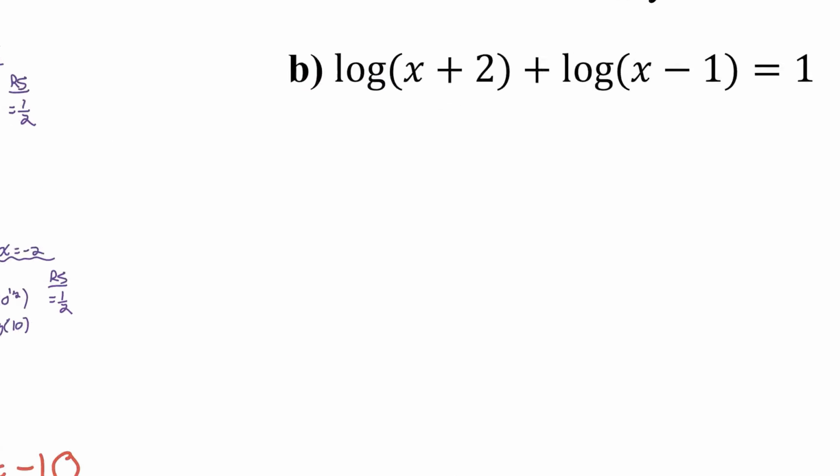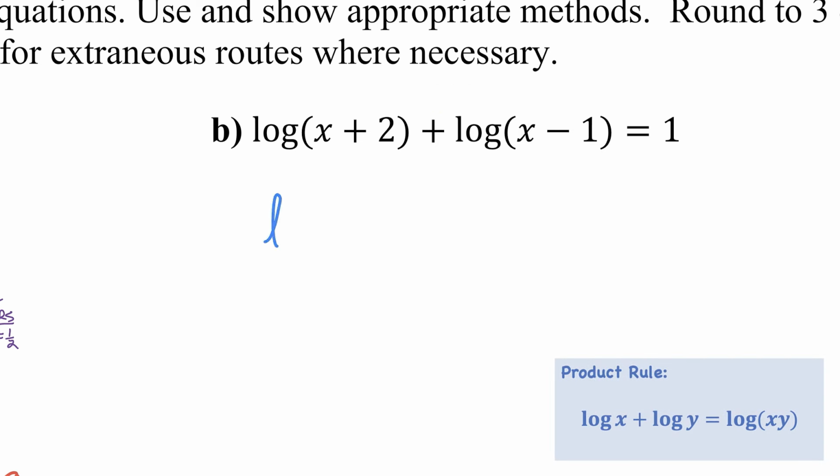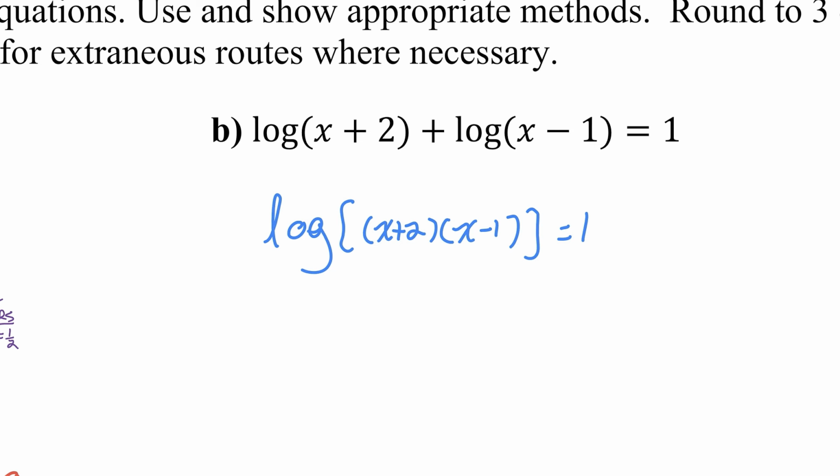Let's move on to part B. I have two logs with the same base being added, so I'm going to write those as a single log by keeping the same base, keep the base of 10, and multiply their arguments, x plus 2 times x minus 1. And now I'm going to convert this to exponential form.